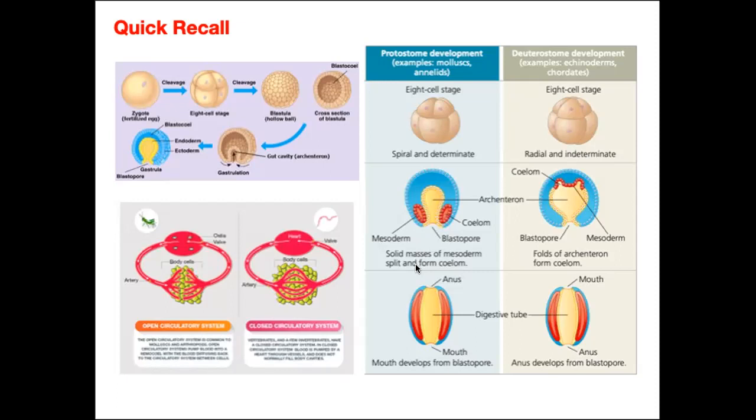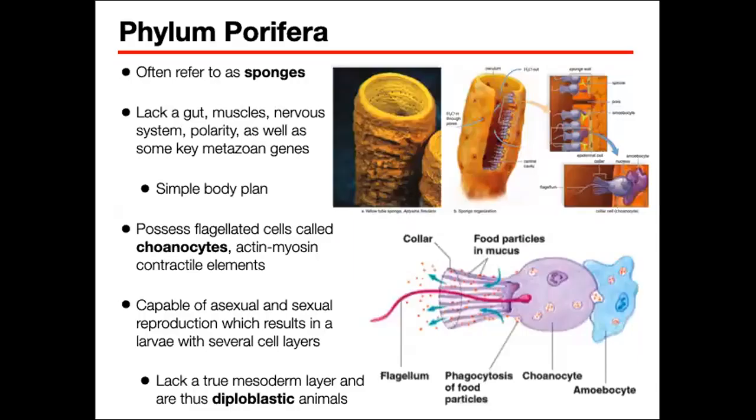Okay? So yung first part ng lecture natin on invertebrate diversity will be on phylum Porifera. And these are basically yung ating sponges. Wala sila nung gut, nung muscles, nervous system, polarity, as well as some key metazoan genes. And their body plan is relatively simple, and that is maybe the reason why they were not really regarded as animals before, because they are sessile. When we talk about animals, they are usually active movers. But in the case of sponges, it's an exception.